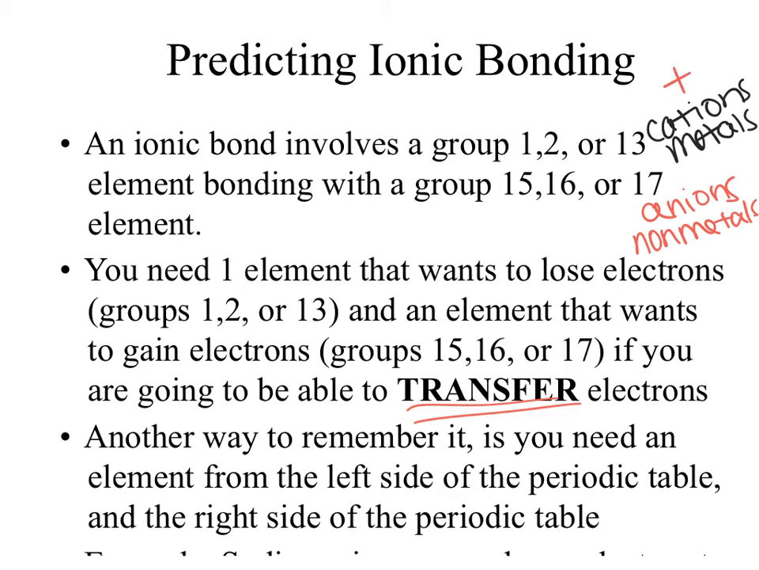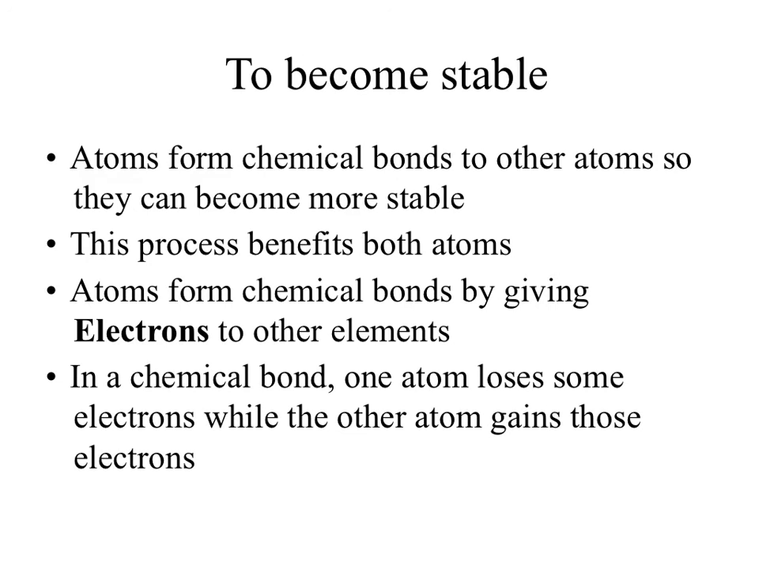So our positive is going to bond with our negative, and that is going to form our ionic compound. Remember, the end-all goal, again, is to become stable. So they're going to form those chemical bonds so that they can become more stable like our noble gases. Ultimately, this is going to benefit both atoms because one wants to give up electrons and the other wants to gain electrons. So both end up being happy or stable. Because they are going to be transferring electrons, we form this ionic bond, and that bond is pretty strong.